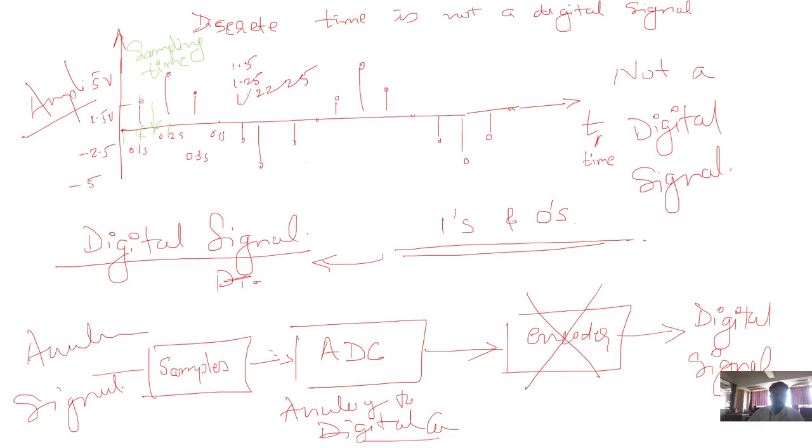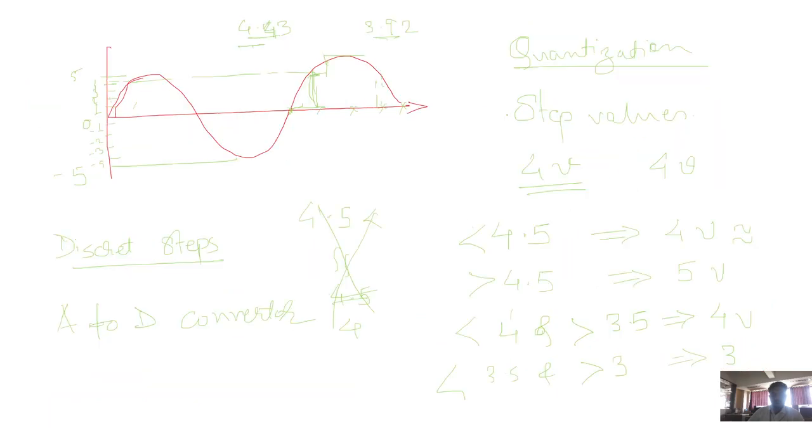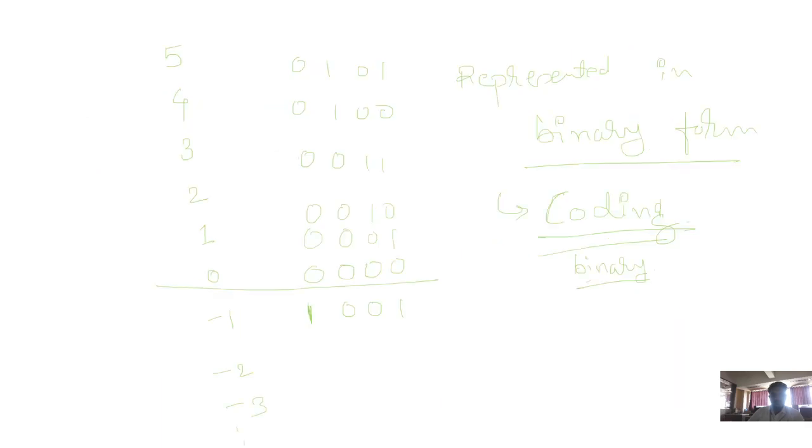This is called the sampling time, because it represents after how much interval you are taking a sample. So what we did is sampling, then quantization or A to D converter, and then encoding, and therefore our block diagram actually looks something like this.